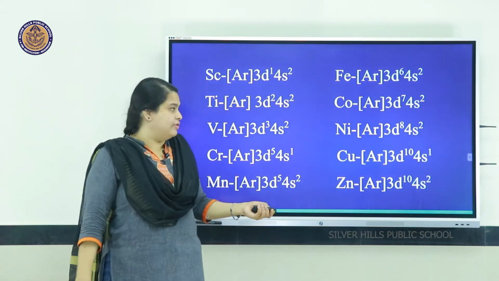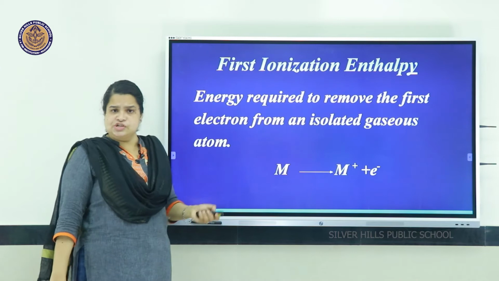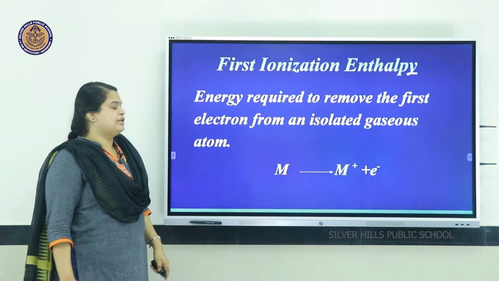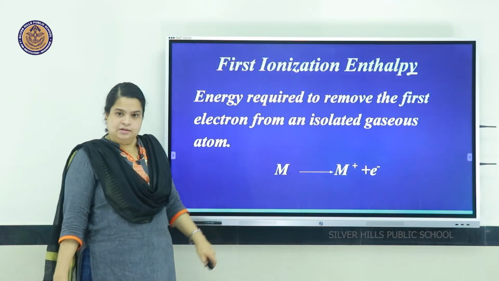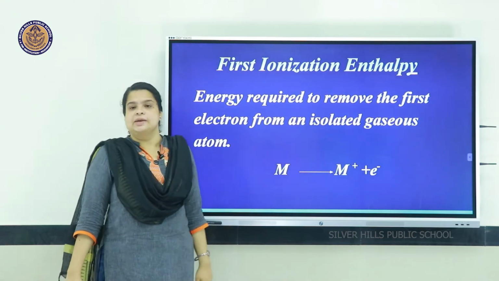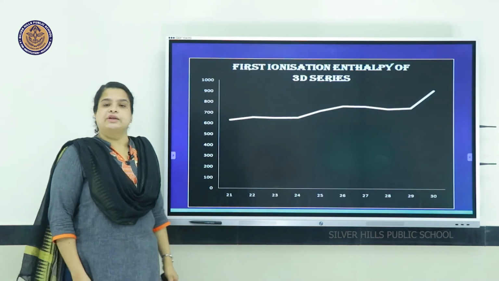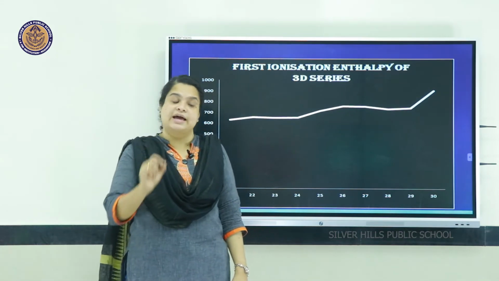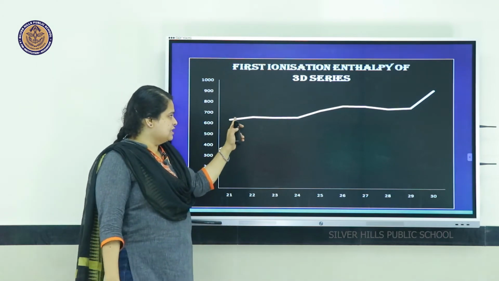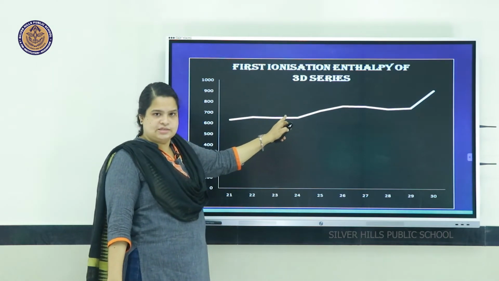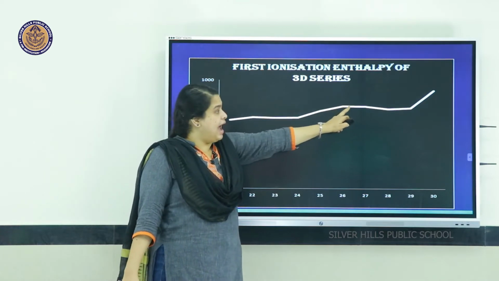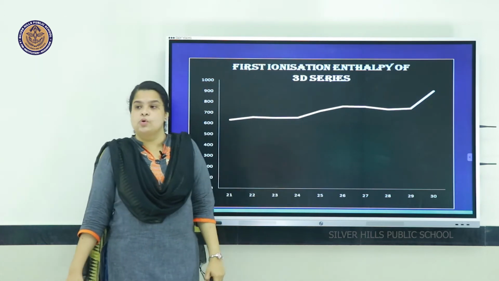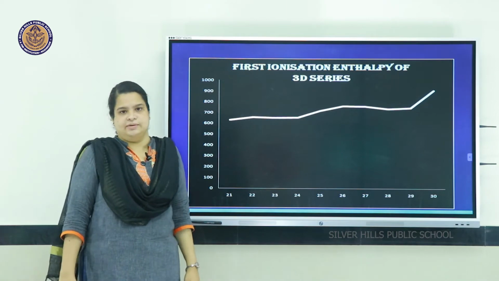We will just have a look at the graph. This is the first ionization enthalpy, which I have already explained: the energy required to remove the first electron from an isolated gaseous atom. This is your metal, or you can consider an atom. You are removing an electron, it becomes M plus. Now this is the graph you get for the first ionization enthalpy of the 3d series from scandium to Zn. You can see that first it is slightly increasing, then there is a small decrease in the case of Mn, Fe and all, and it generally increases to Zn. Here I have given the atomic number down. So the highest is for atomic number 30, which is your Zn.